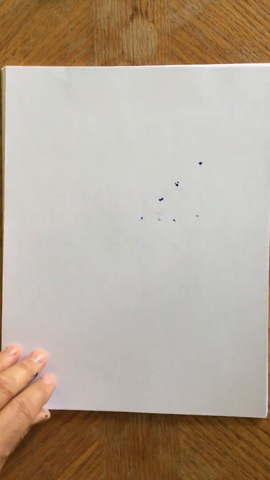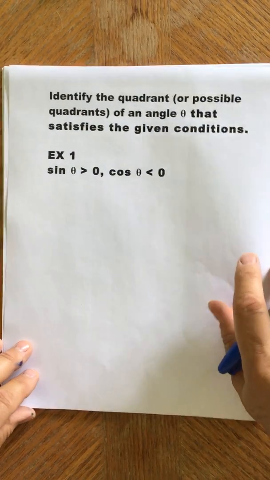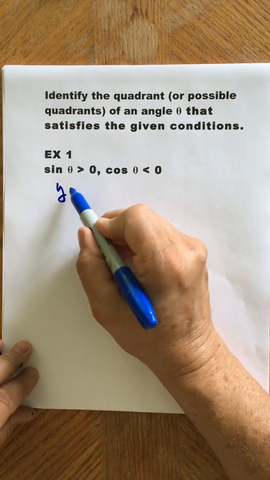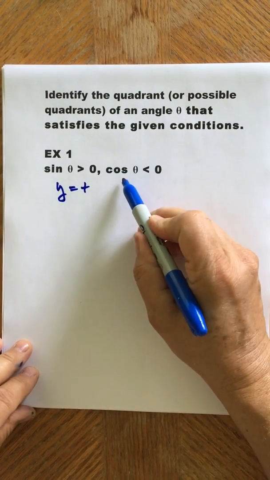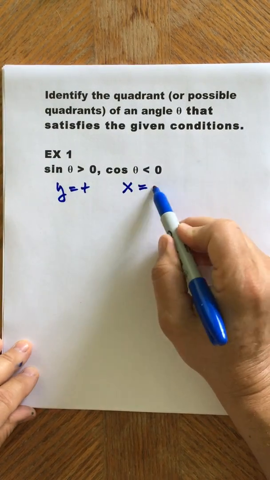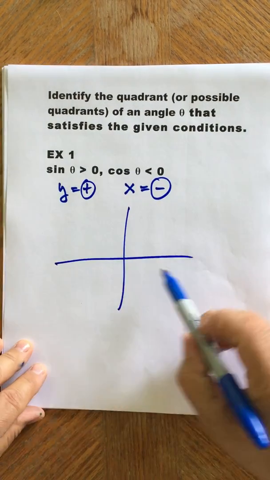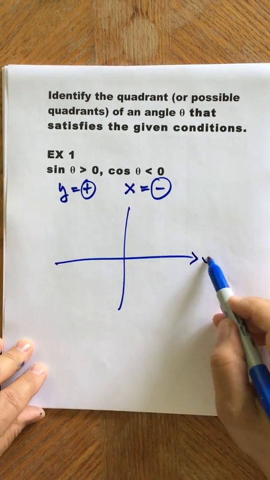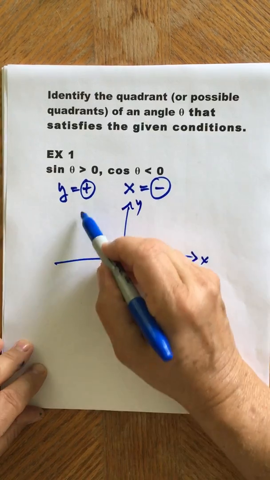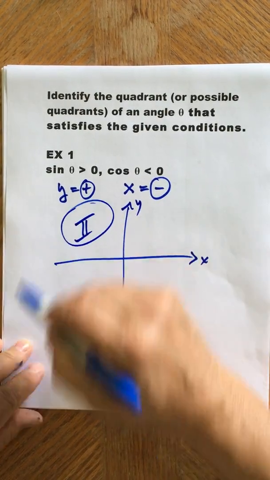All right, so now let's go back to that example. I know that y is positive, and here I know that x is negative. So in what quadrant do we have x negative and y positive? Quadrant 2. That's the answer.